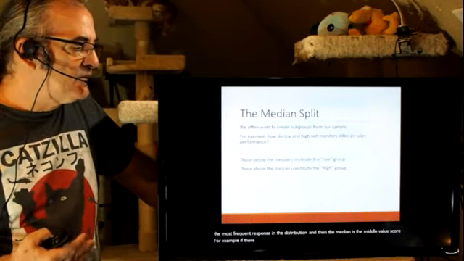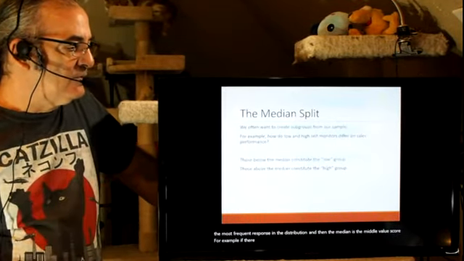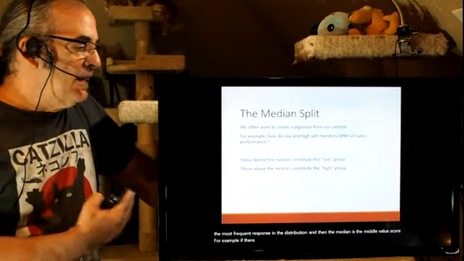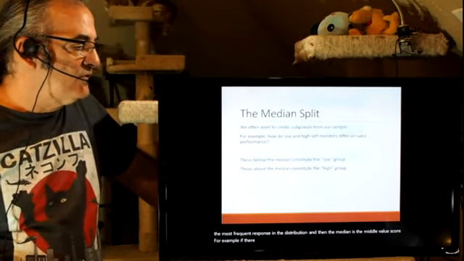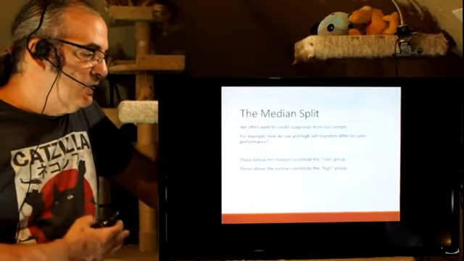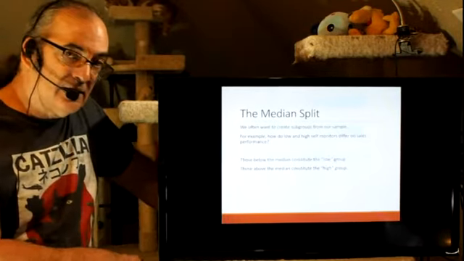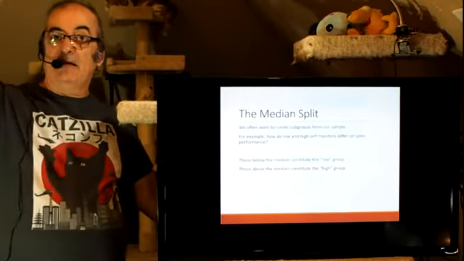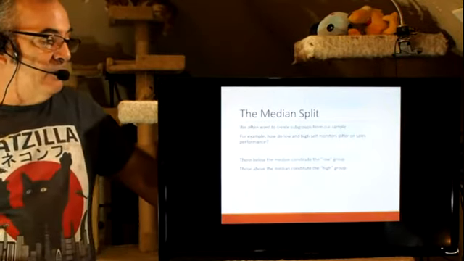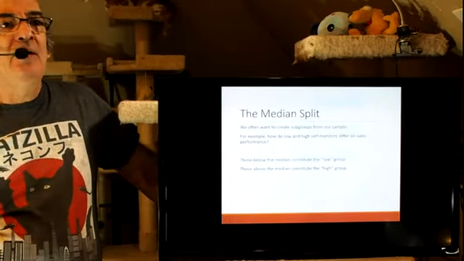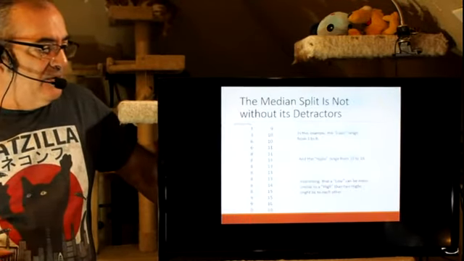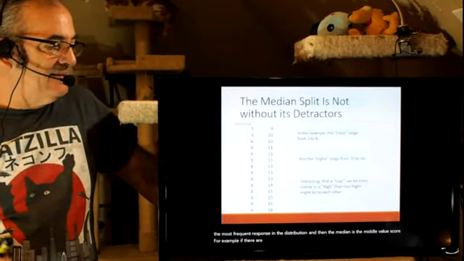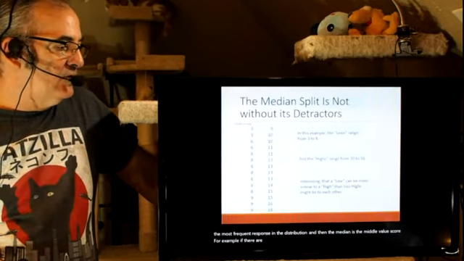So it's the median split. We will often want to create subgroups from our sample. For example, how do low and high self-monitors differ on sales performance? Those who are below the median, as I suggested before, constitute the low group. Those on top then, those above, the high group, right? Now, let us consider, though, that the median split is not without its detractors.